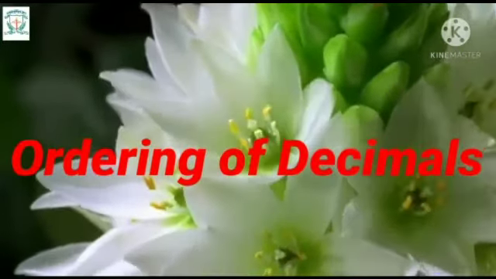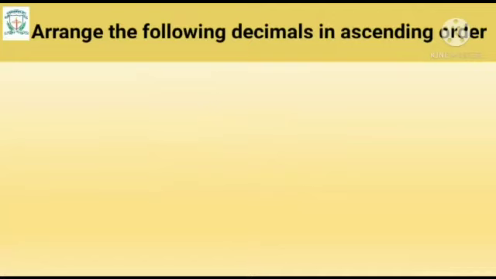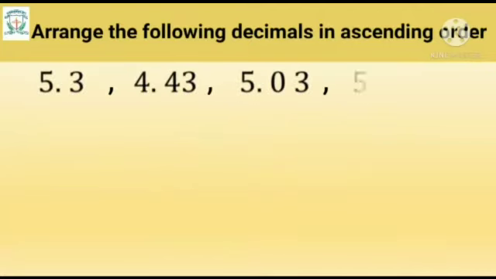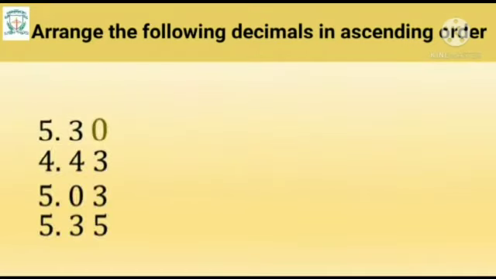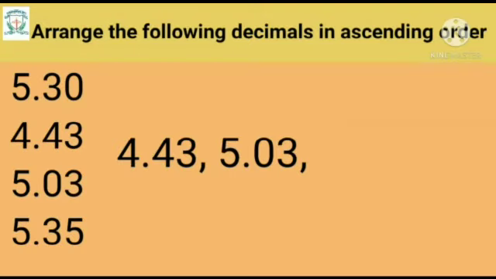Ordering of decimals. Arrange the following decimals in ascending order. 5.3, 4.43, 5.03 and 5.35. These are unlike decimals. We convert into like decimals. We compare whole part. 4 is the smallest digit in ones place. So, 4.43 occupies first place.